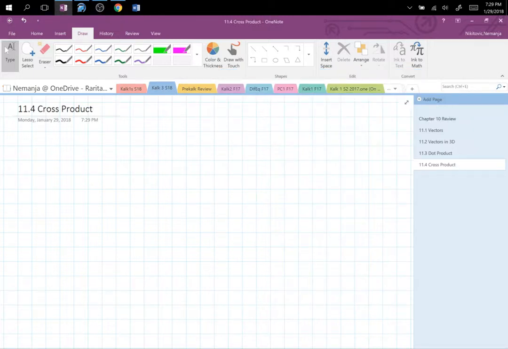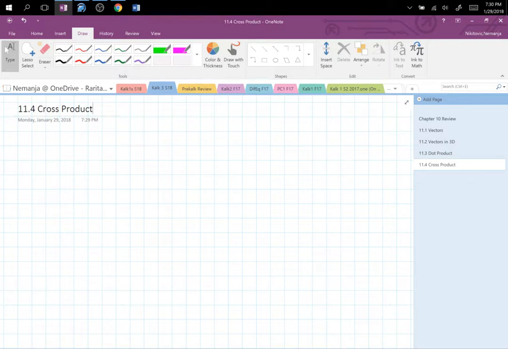Hello and welcome back to Calculus 3, section 11.4, cross product. We're going to continue learning about ways to multiply vectors. In the previous section we talked about the dot product. Before that we talked about the scalar product of a vector, which just made the vectors longer or shorter. And now we have a new way to multiply vectors.